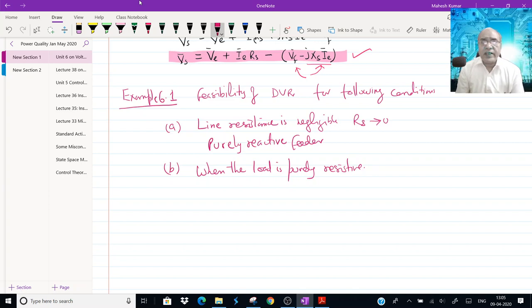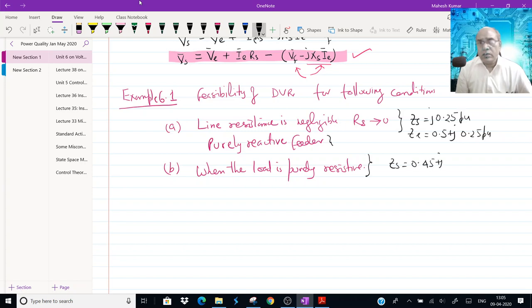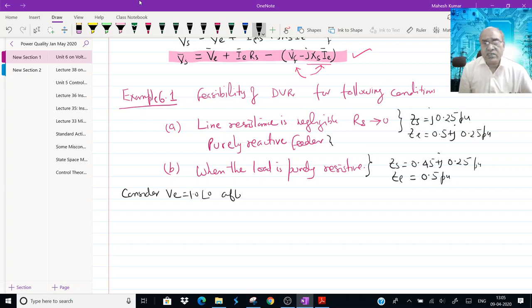Okay, so in the first case, what we are given is that Zs is j0.25 per unit, and ZL is 0.5 plus j0.25 per unit. This is the load. In the second case, Zs is 0.45 plus j0.25, but ZL is purely resistive, meaning 0.5 per unit. Consider VL 1.0 after compensation.